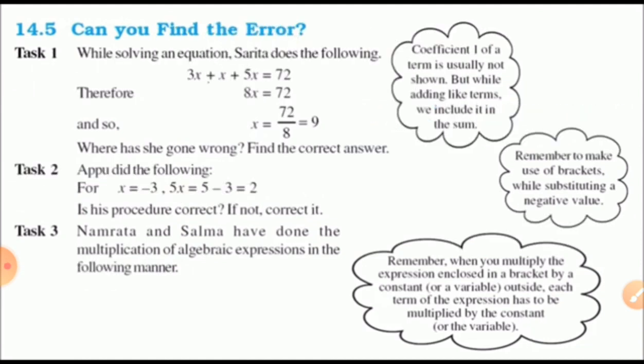Can you find the error? Oh, last topic of this lesson. While solving the equation, Sarita does the following. 3x plus x plus 5x is equal to 72. Therefore, 8x is equal to 72, so x is equal to 9. The coefficient 1 of a term is usually not shown, but while adding like terms, we include it in the sum.